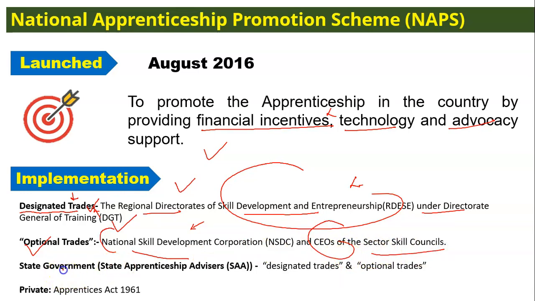What is the role played by the state government? The state government will play the role of state apprenticeship advisors, and they will take care of both designated and optional trade. And if anyone wants to do ITI or apprenticeship from a private institute, then they will do apprenticeship according to the Apprenticeship Act 1961 and according to the clause which is defined for the private sector. So this is NAPS.